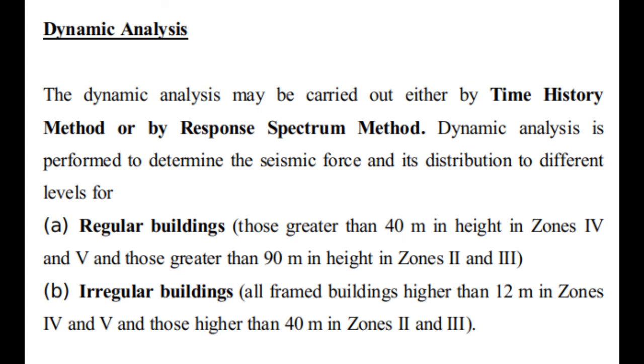At the end, let us look at the dynamic analysis method. This is carried out either by the time history method or by the response spectrum method. Dynamic analysis is performed to determine the seismic force and its distribution to different levels, number one, for regular buildings. Regular buildings here means those greater than 40 meters in height in zones 4 and 5, and those greater than 90 meters in height in zones 2 and 3. Second is the case of an irregular building. Irregular building means all framed buildings higher than 12 meters in zones 4 and 5 and higher than 40 meters in zones 2 and 3.